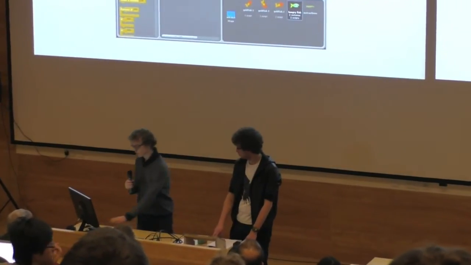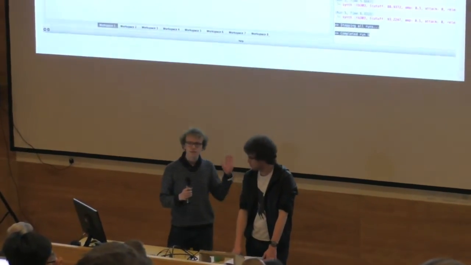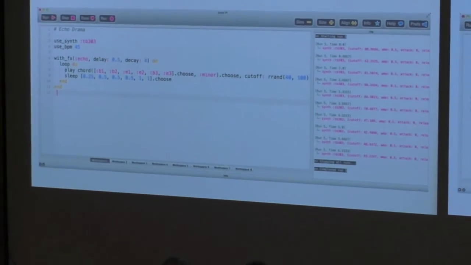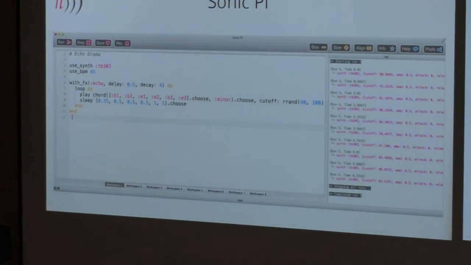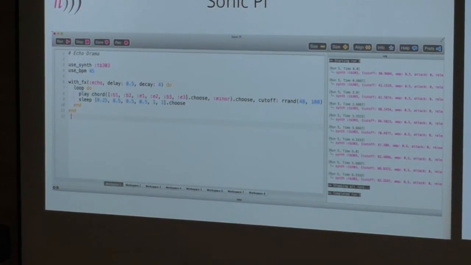This is Sonic Pi, a programming language designed by Sam Aaron here in the Computer Lab, designed for education, computer science and music. It's user-friendly, there's very little boilerplate code in the syntax, and it's fairly similar to natural language.